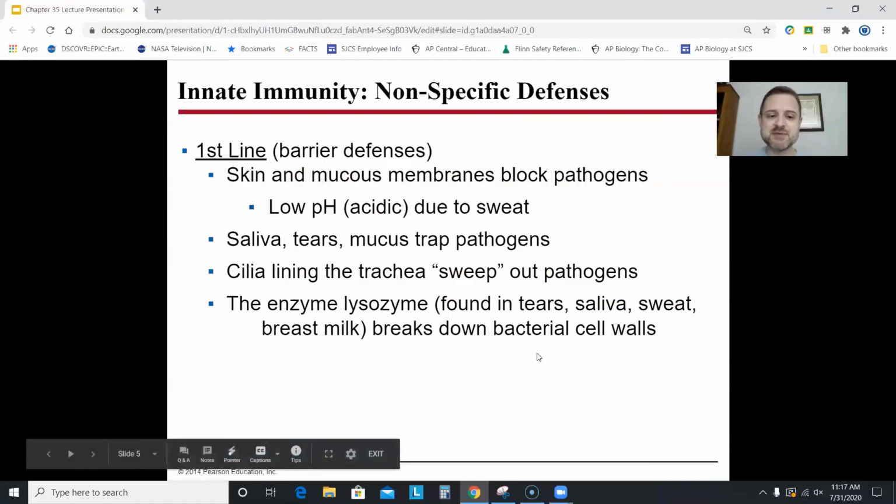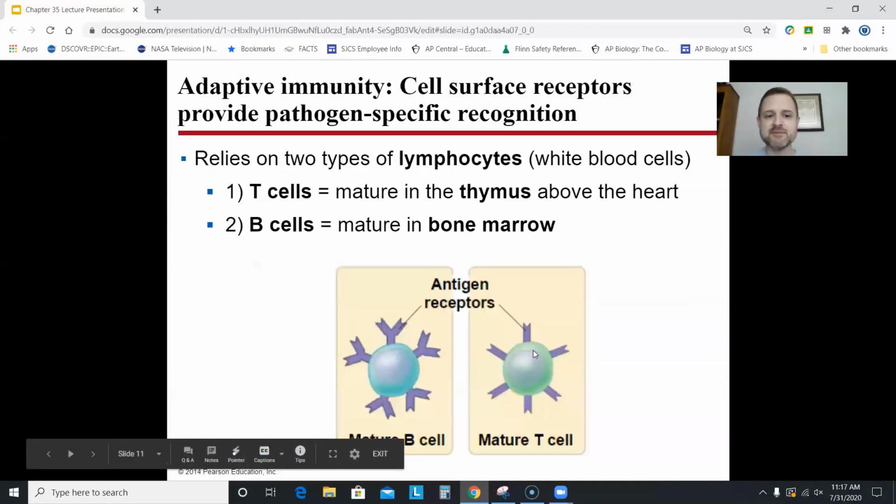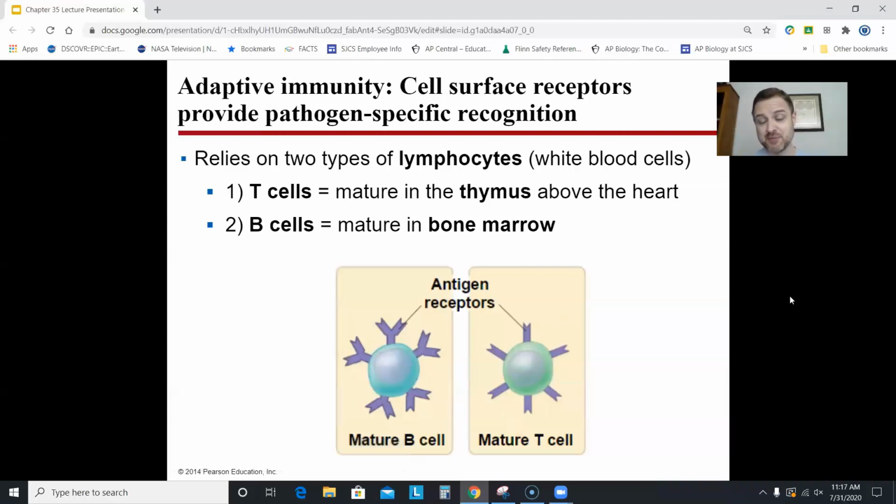Now, the second system is called adaptive immunity. Let me go back. So this is where it gets kind of complicated. The key with adaptive immunity is that it adapts and it's specific to very specific pathogens, like this variant of the flu or that type of bacteria. And it relies upon two types of lymphocytes.